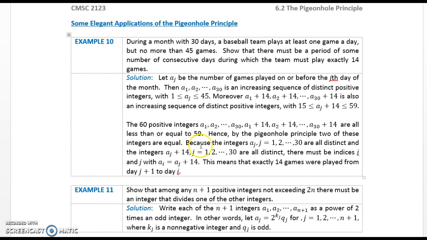The 60 positive integers, a_1 through a_30, a_1 + 14, a_2 + 14, all the way down to a_30 + 14, are all less than or equal to 59. Hence, by the pigeonhole principle, 2 of these integers are equal. Because the integers a_j, j = 1 to 30, are all distinct, and the integers a_j + 14, j = 1 to 30, are all distinct, there must be indices i and j with a_i = a_j + 14. This means exactly 14 games were played from day j + 1 to day i.